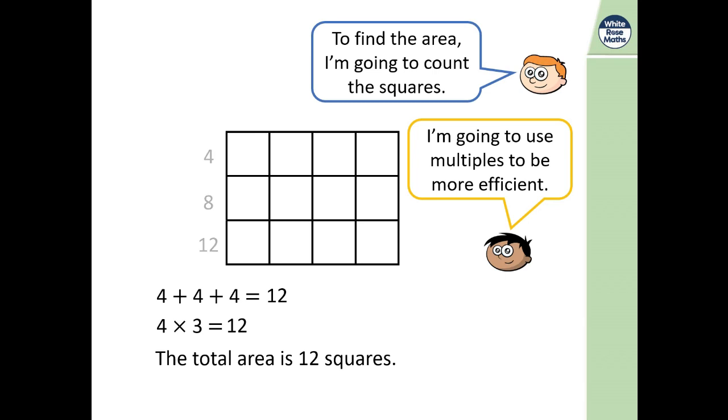Amir also spotted the columns. In the column there are 3. There's 4 columns in total, so he's going to count in multiples of 3. 3, 6, 9, 12. That can be written as 3 plus 3 plus 3 plus 3 as the repeated addition, or he can say 3 times 4, which is also 12.